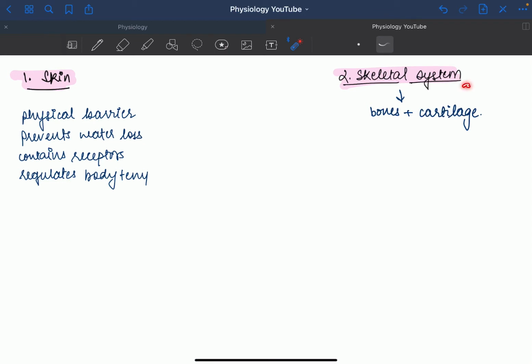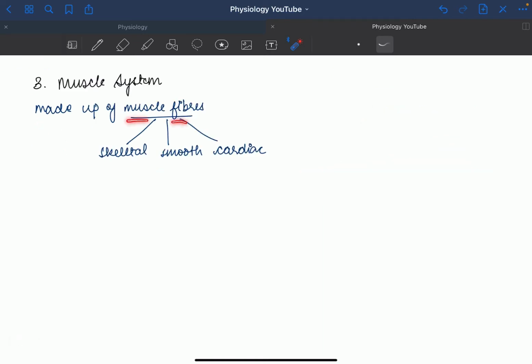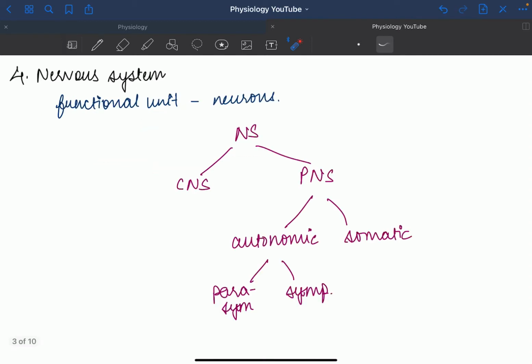Then the skeletal system, it consists of bones and cartilage. Now two bones are joined together by tendons. The muscle system is made up of muscle fibers, and these are skeletal muscles, smooth muscles, and cardiac muscles. The functional unit of the nervous system is neurons, and the nervous system will be further divided into central nervous system and peripheral nervous system. Now this central nervous system consists of brain and spinal cord.